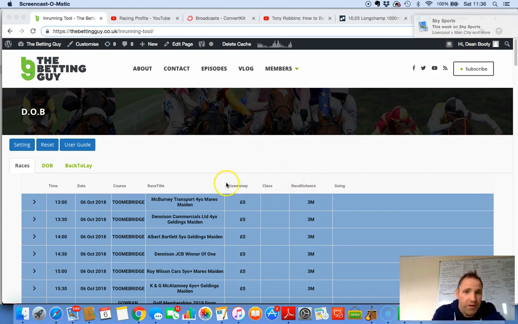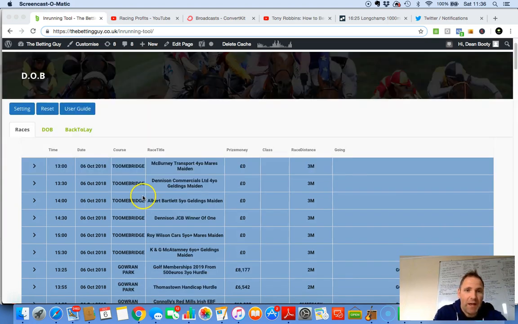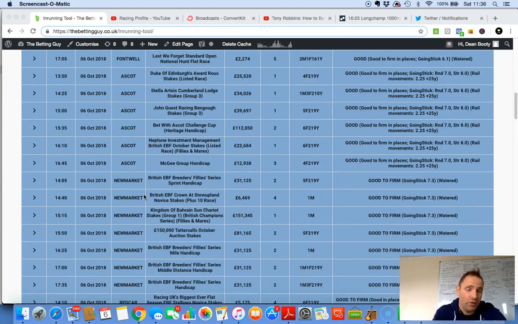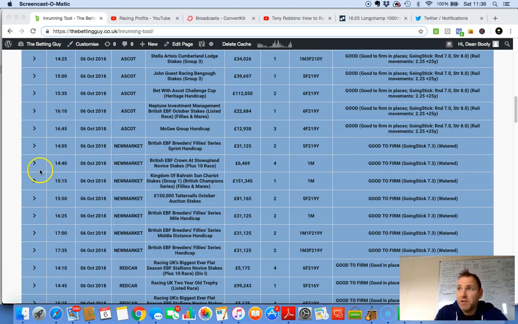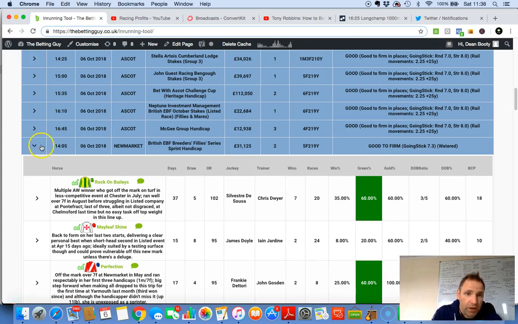Right, okay, so I want to show you another variation of the membership area in the Betting Guys software. So basically, this is races. The idea behind this is that you can concentrate on one particular race. So, for example, let's look at the 2:05 race. It's one of my trades on the software today.